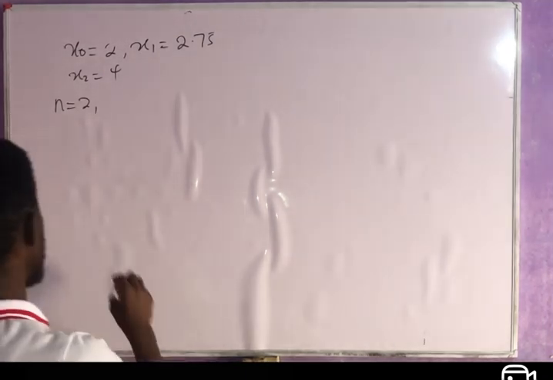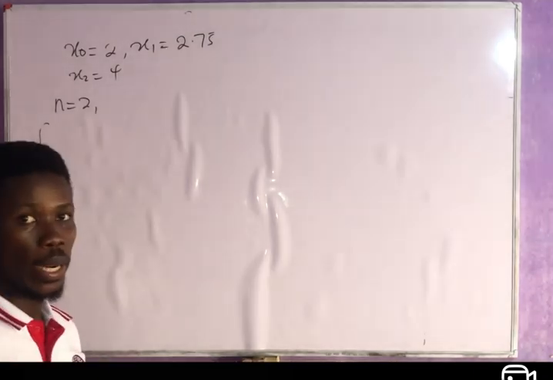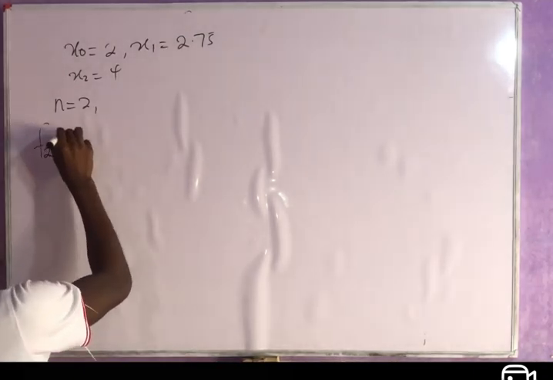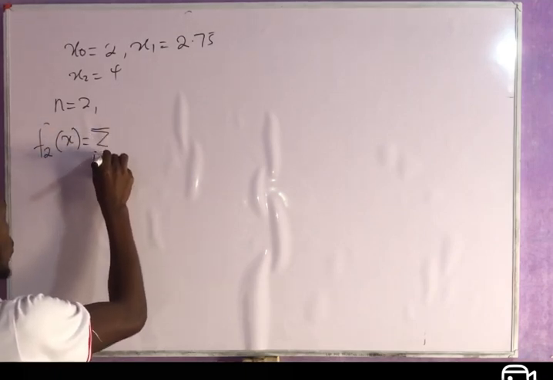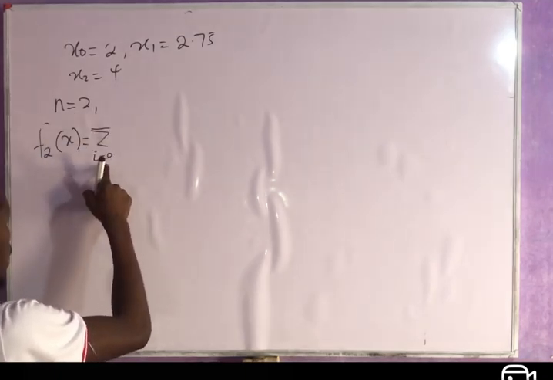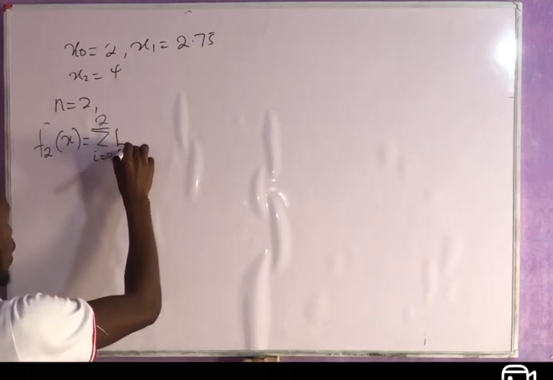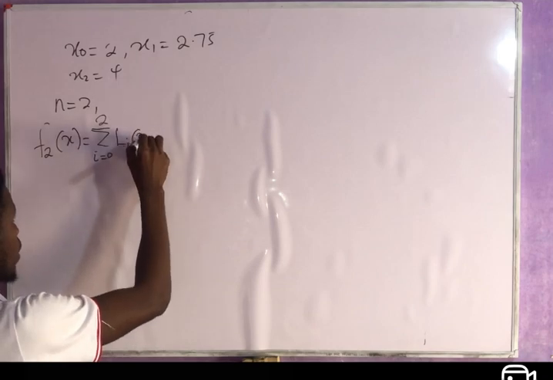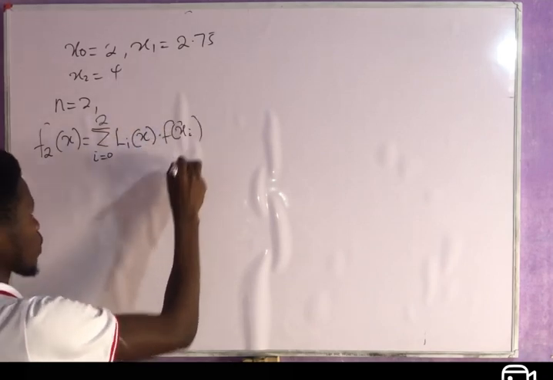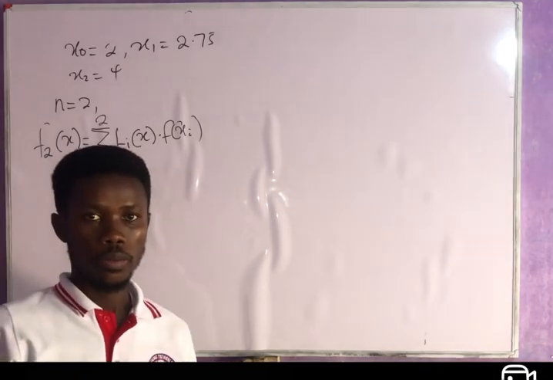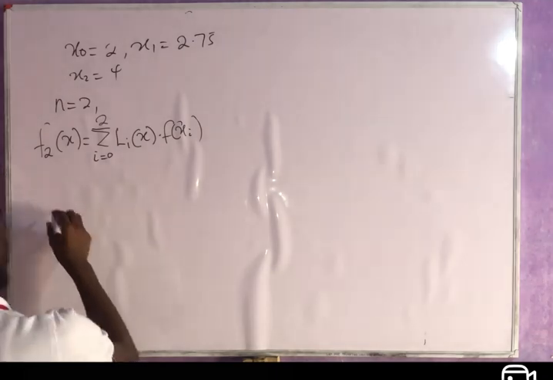Simple as that. So the formula is supposed to be f subscript n, but our n is 2. So I have f2 of x equals the summation, i equals 0 to what? n, but our n is 2, Li of x multiplying f of xi. Is that okay? Now, let's spread this one out. This is summation, so we can add them.